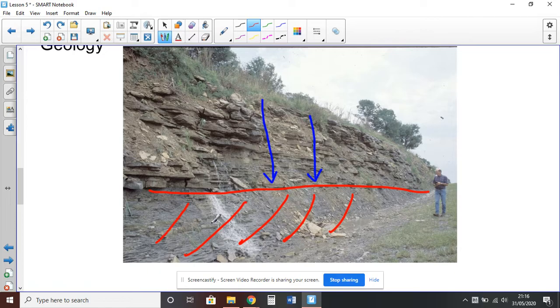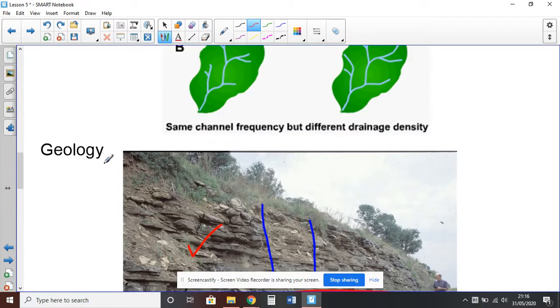If the landscape has lots of impermeable rock, then water is not going to soak into the rock and it'll just flow straight to the river. Whereas if the rock is very permeable, like this one up here, then it's going to soak up a lot of water and it's going to take a lot longer for water to get to the river.